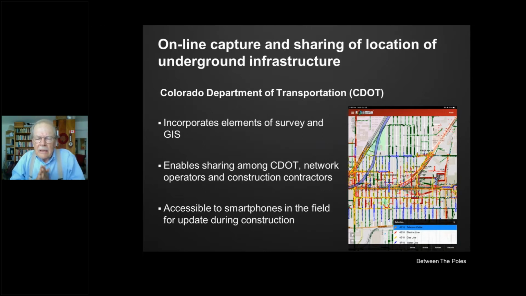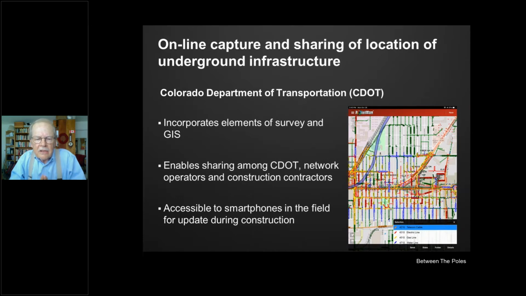We already talked about NUAR, the effort in England to develop a national underground asset registry. This is an example of a commercial system. This is being developed by a company called ProStar GeoCorp for the Colorado Department of Transportation, and it allows data to be brought in from a variety of sources and shared among government, network operators, and construction contractors. And in fact, in this particular example, the biggest supporter of this and one of the first users of this is actually a construction contractor, Kiewit, in Colorado.